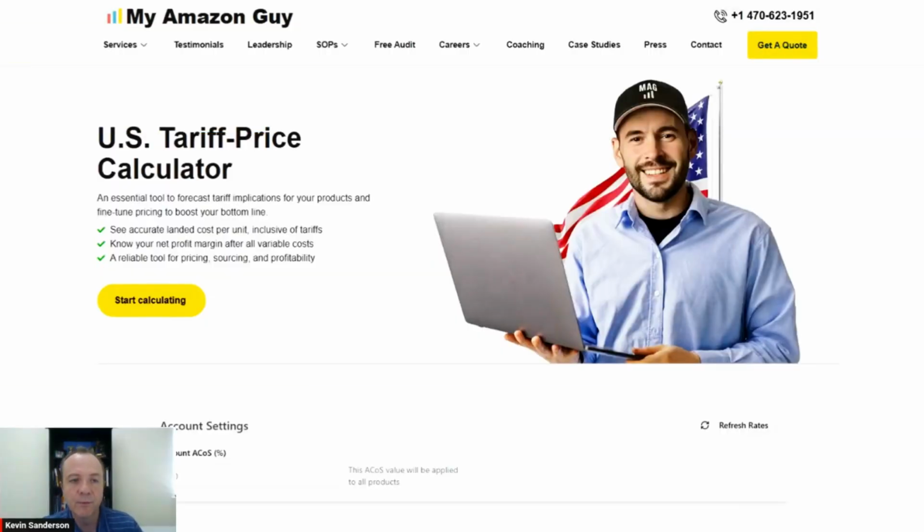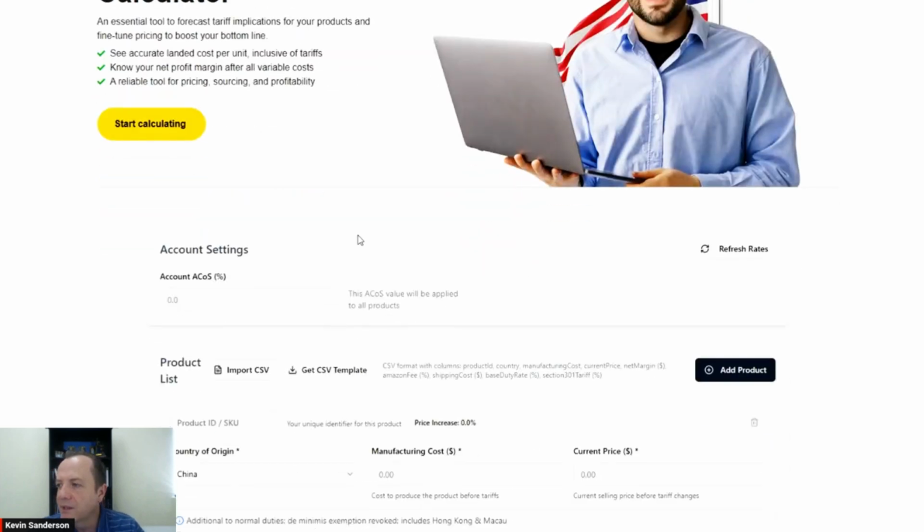So let me go ahead and show you this tariff calculator we've put together for you, which will help you figure out not just what the tariffs are going to cost you, but also come up with some scenarios as far as pricing, how quickly you raise pricing, and all that. So let's go ahead and get into it. So this is our tariff price calculator.